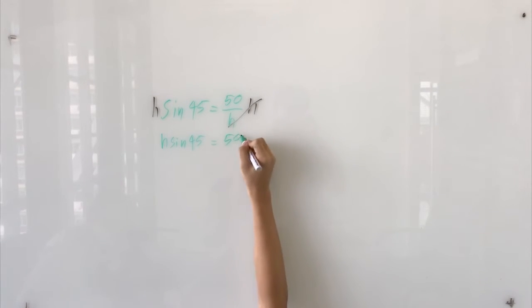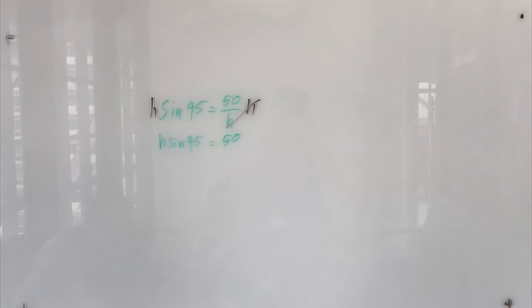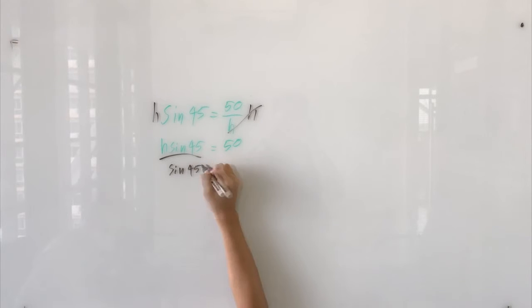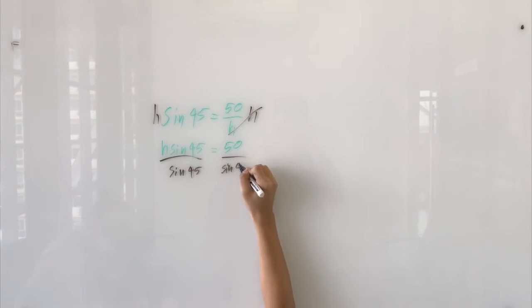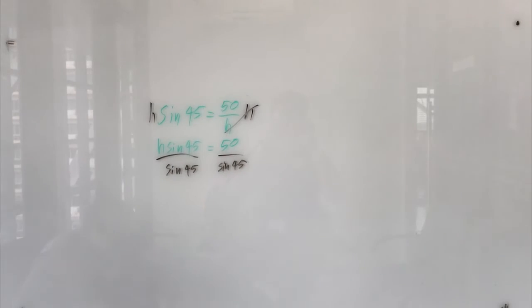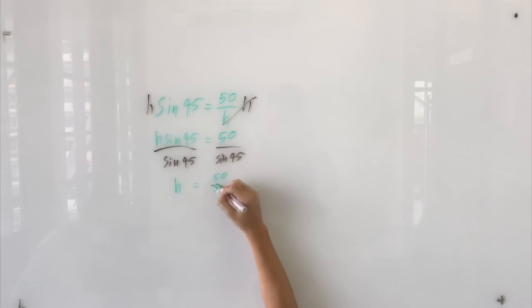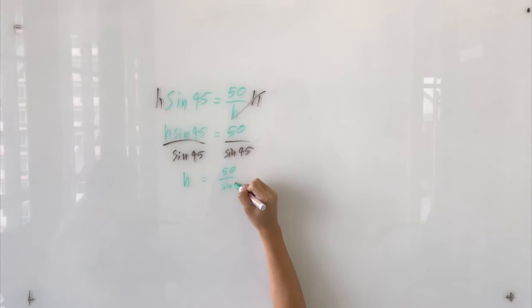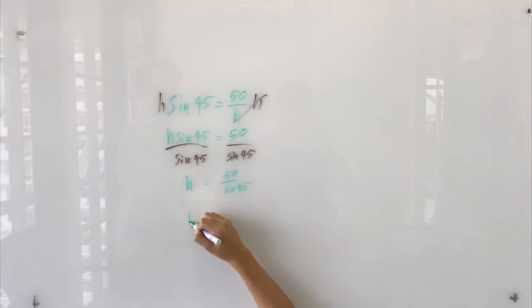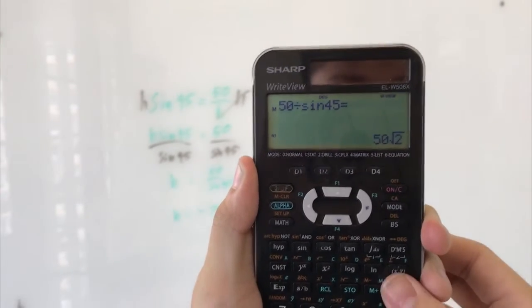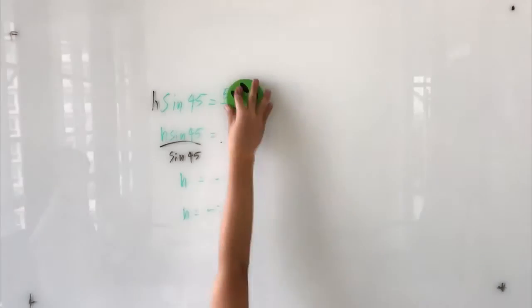Then we isolate the h on the left side by dividing the sine 45 degrees to both sides of the equation. The sines in the left side cancel out, while the length 50 is divided by the sine of 45. Now we can solve for the value of h. If we use our scientific calculators, we can get the value, which is equal to 50 square root of 2, or approximately 71.